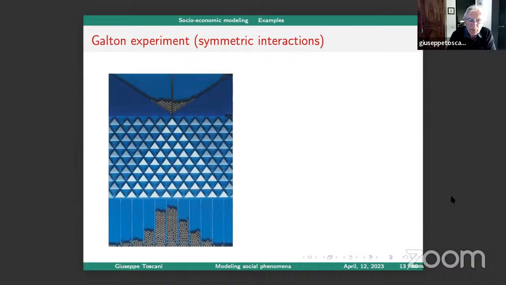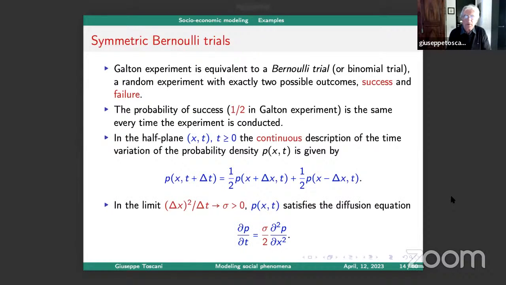So how to treat this problem from the mathematical point of view? Let's say the Galton experiment is equivalent to a Bernoulli trial. You start and you have two possible outcomes, like tossing a coin: success and failure. The probability of success is 1/2, and it is the same every time the experiment is conducted.